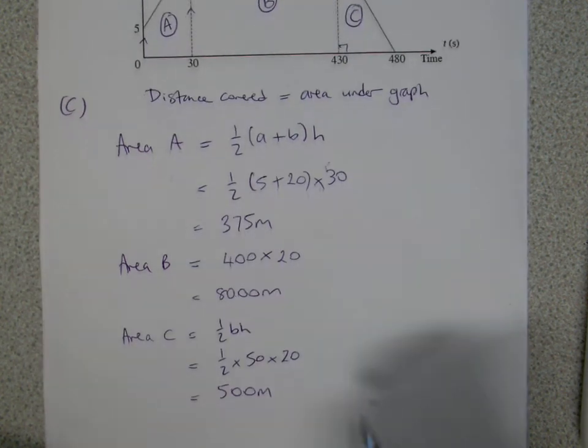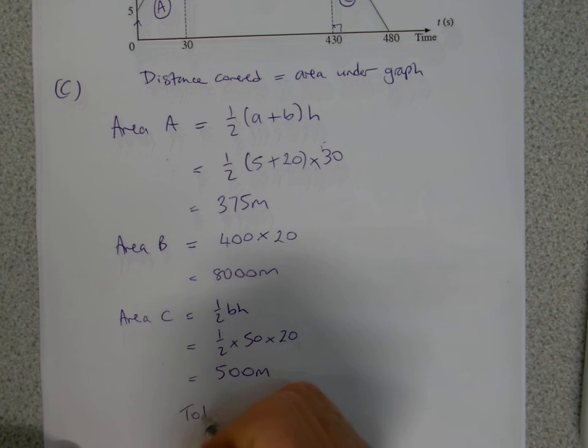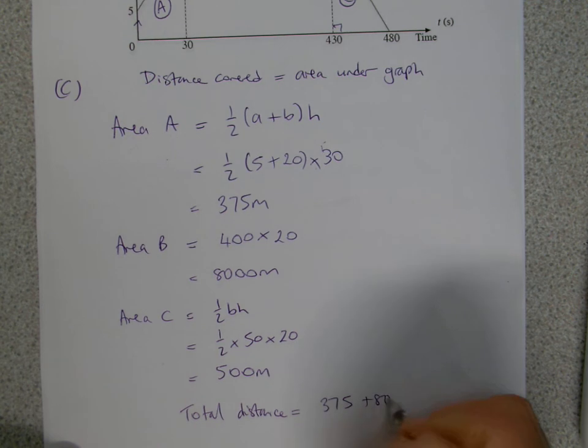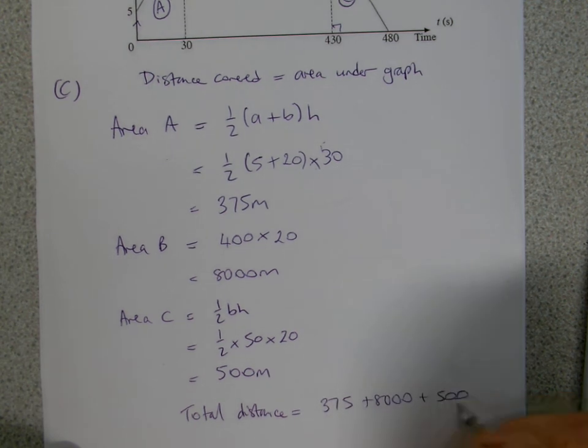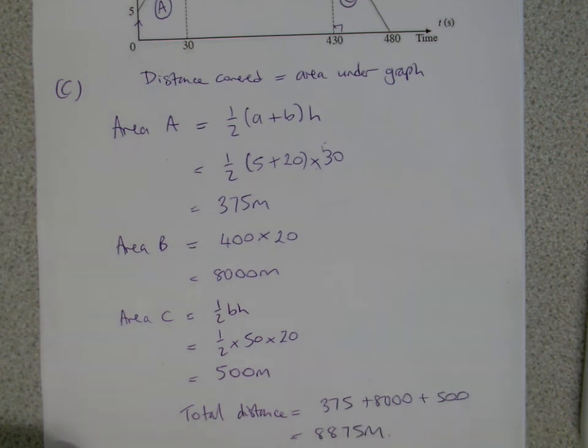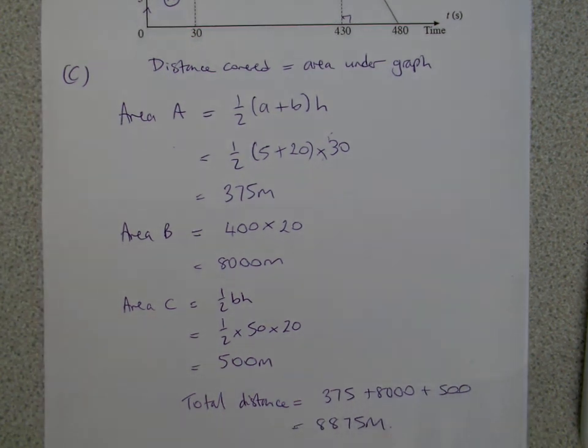All you've got to do then to get the distance travelled is add them up. So total distance equals 375 plus 8,000 plus 500, which would be 8875 metres. Don't forget to put metres in at the end. We've got our answer.